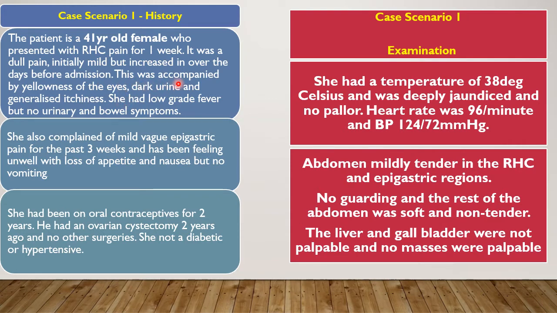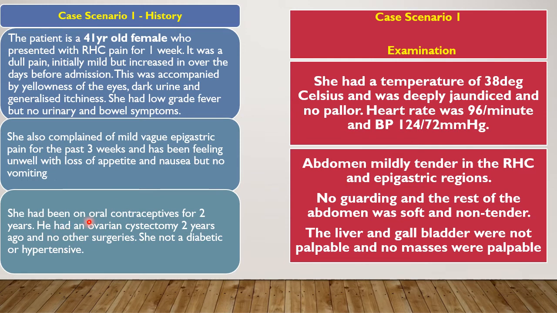This was accompanied by yellowness of the eyes, dark urine, and generalized itchiness over the whole body. She had low-grade fever, but no urinary and bowel symptoms. She also complained of mild, vague epigastric pain for the past 3 weeks before her admission. She has been feeling unwell with loss of appetite and nausea, but no vomiting.